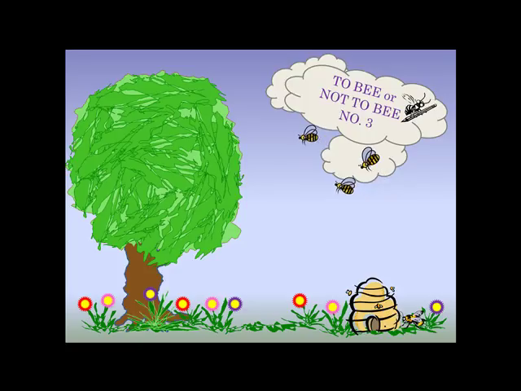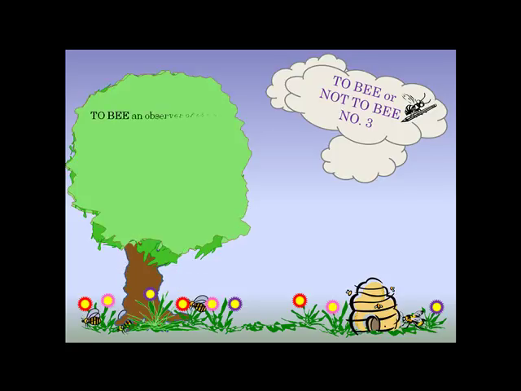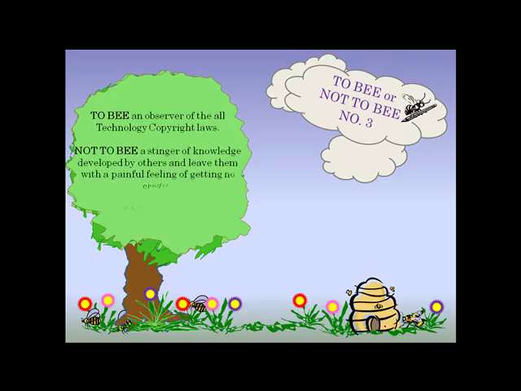To be or not to be. Number 3. To be an observer of all technology copyright laws. Not to be a stinger of their knowledge that's been developed by others and leave them with a painful feeling of getting no credit when you take their information.